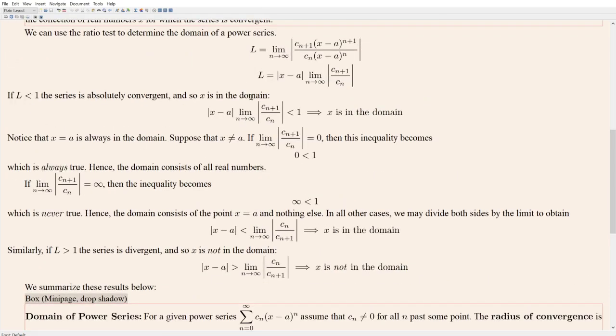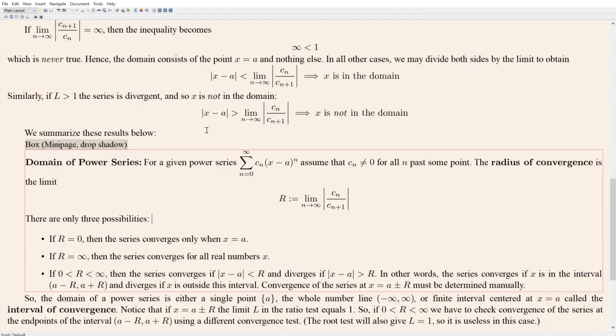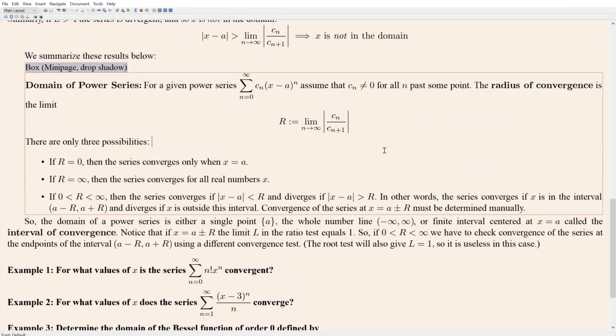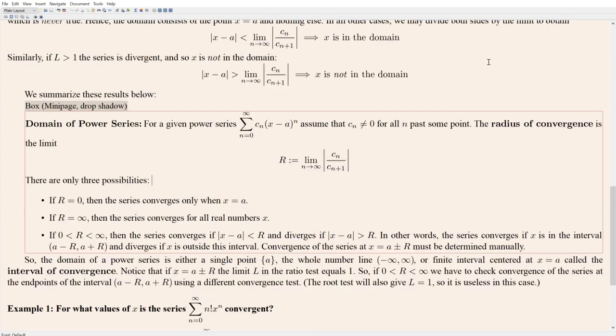Conversely, if this limit L is larger than 1, then by the ratio test we know the series is going to diverge, and so we get the same result just with the inequality reversed. So if absolute value x minus a is greater than that, then x is not in the domain, because then the series is going to diverge. So we summarize these results. The stuff in the box is what the real takeaway from this is.